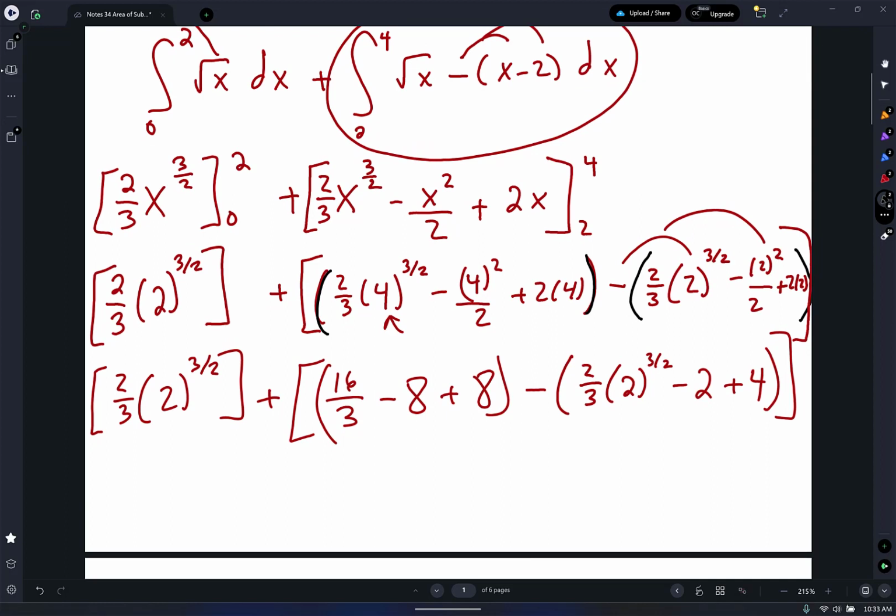Okay. I see the 8s here zeroing out. Let's see, what else do I see? When I distribute this negative, I see this guy being a negative and this guy being a positive. So I see those canceling out. Do you guys see that? And then what else do I have left? 16 over 3. And then 2, 4, so 2 minus 2, minus 2.